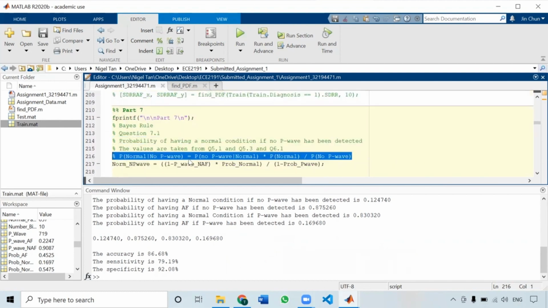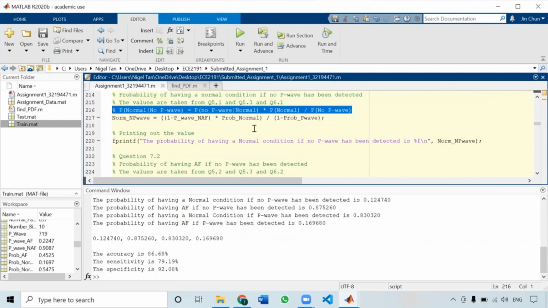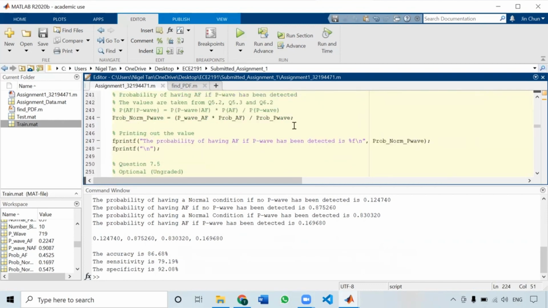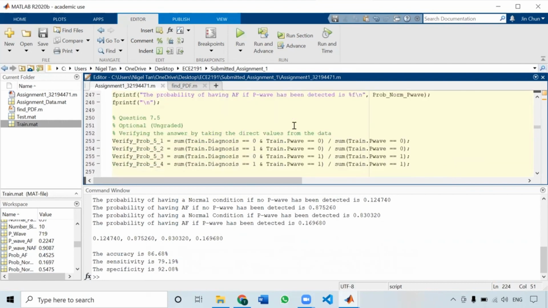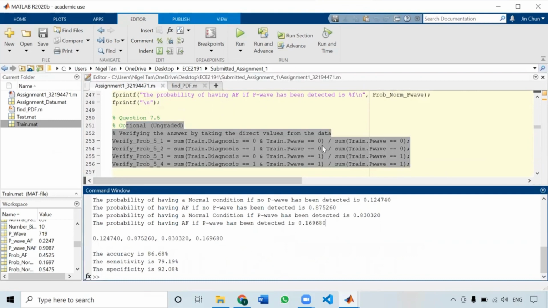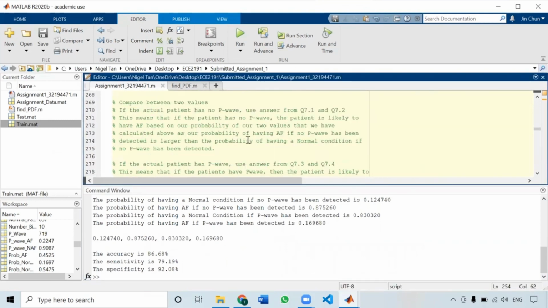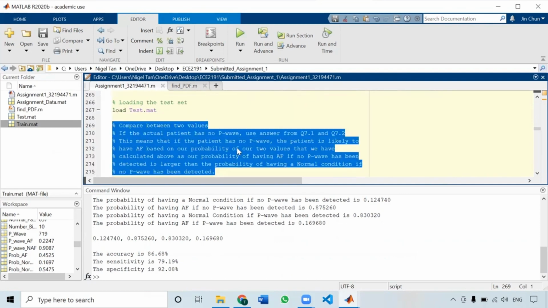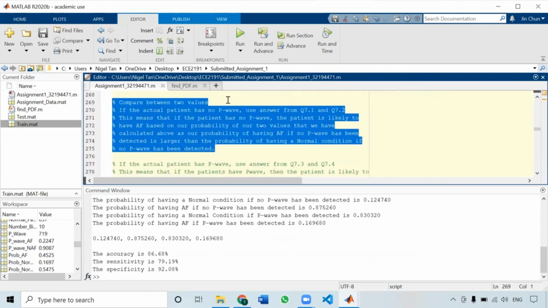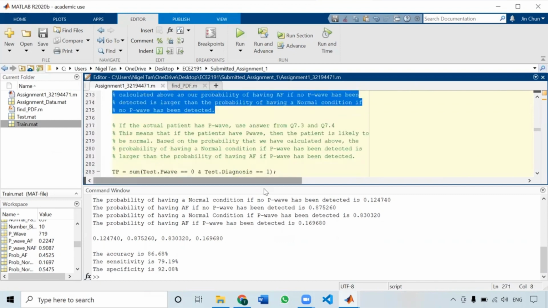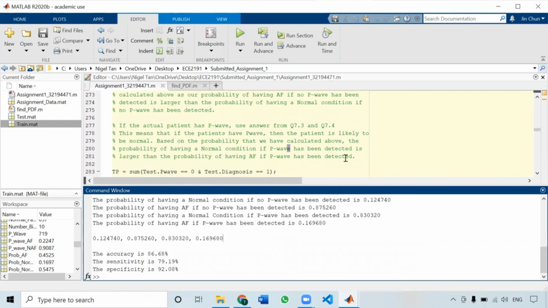This is the formula that I derived for each question. I wrote the formula there, and the same applies for question 7.1 until 7.4. Here I just verify my answer. As you can see, it's correct based on the verified answer. Moving on to question 7.6, we need to get the values of question 7.1 until 7.4 to get our conclusion. The conclusion is written here already.